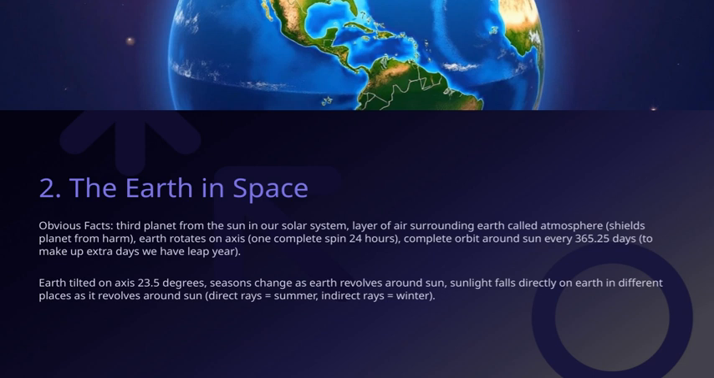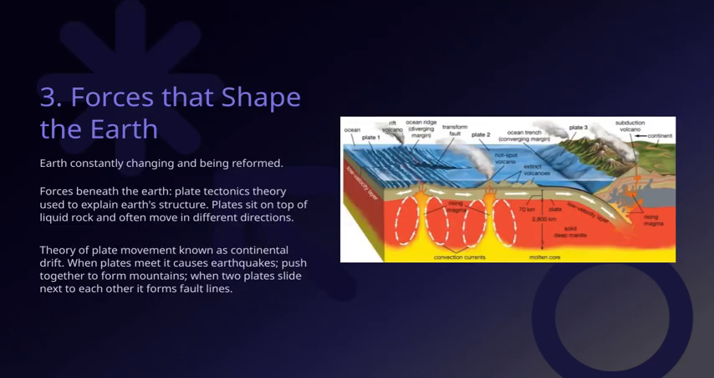Understanding these key points helps us see how Earth's position and movements in space influence the changing seasons and our climate here on the surface. Today, let's explore the theory of plate movement, which is also known as continental drift. Essentially, the Earth's outer shell is made up of large pieces called tectonic plates that are constantly moving.